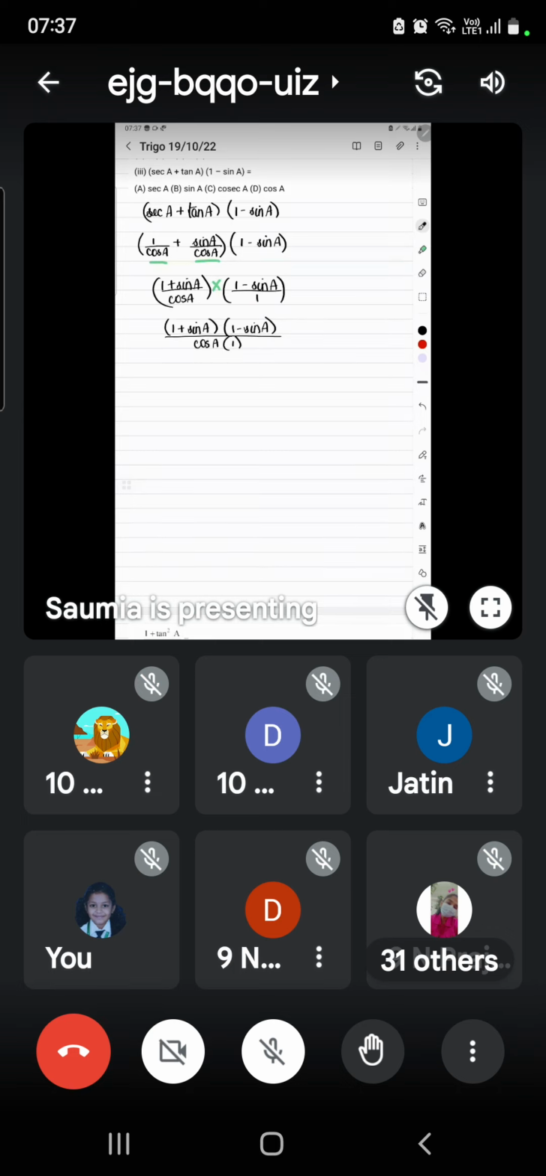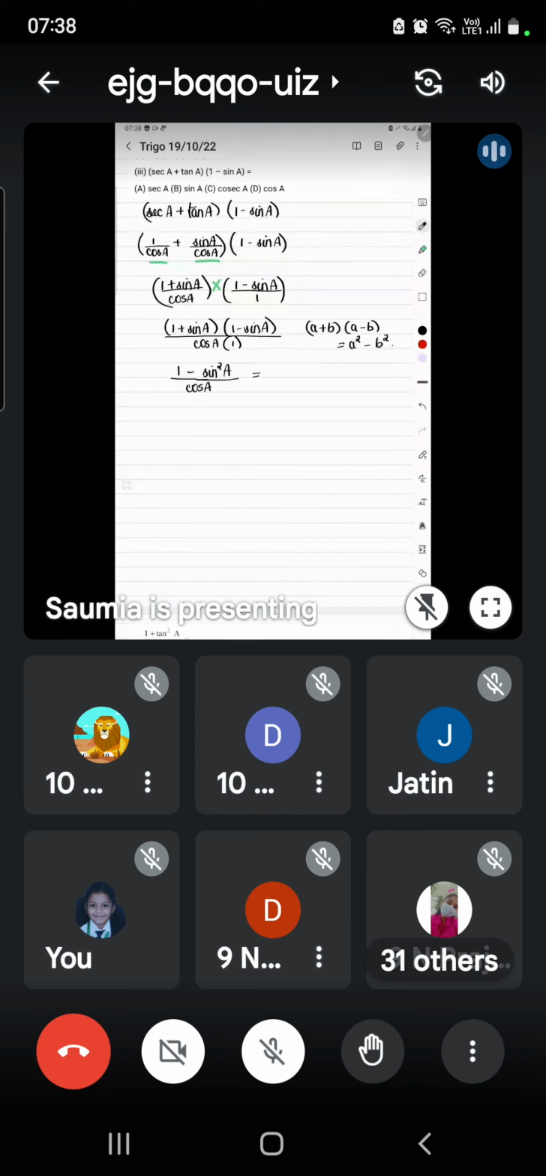Now, look at the numerator. Isn't it of the form a plus b into a minus b? Yes. So I can write it as a square minus b square. Here a is 1. So 1 square minus b square is sine square A, and cos A into 1 is cos A. Now square of 1 is 1 itself. So I can simply write this as 1 minus sine square A.